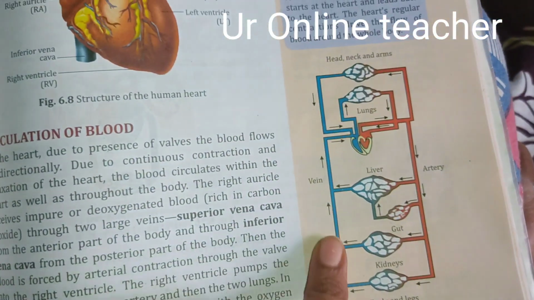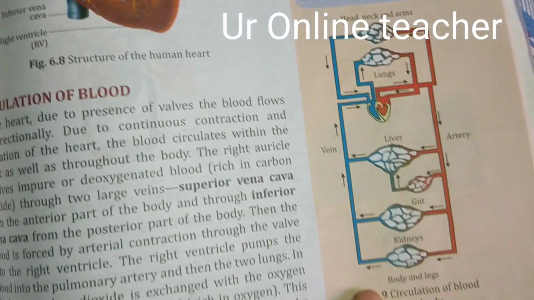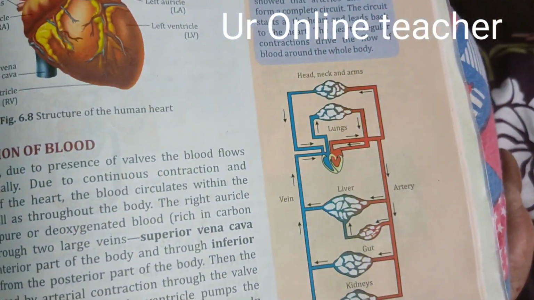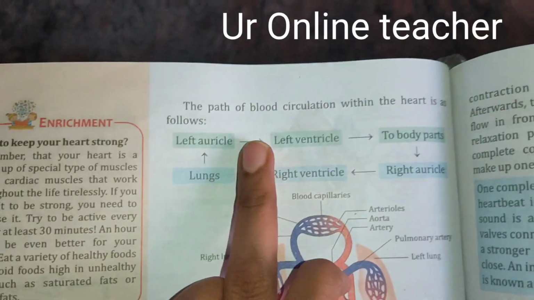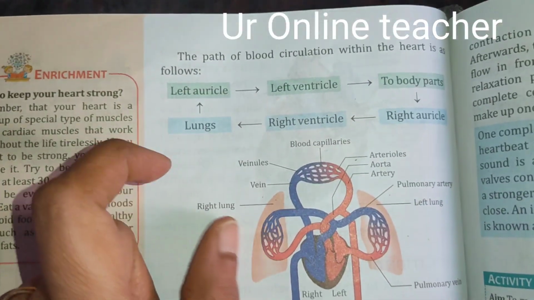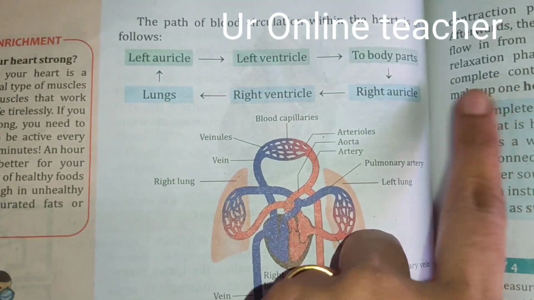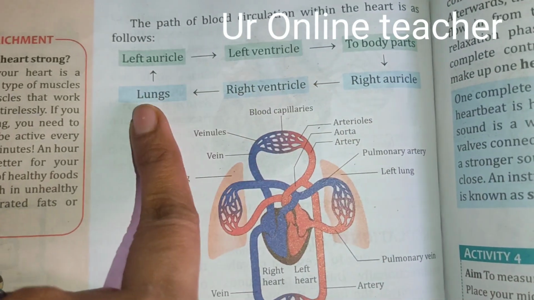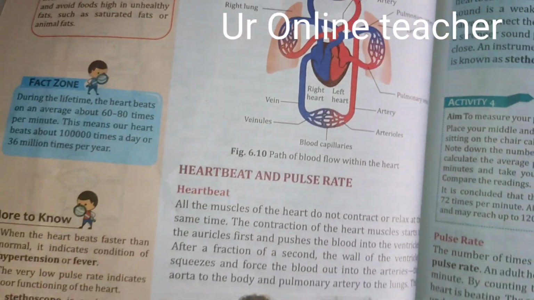So this is the circulation of blood, how it is taken from the head, neck and arms, and lungs. This blue color is deoxygenated blood, and this is oxygenated blood. So the path of the blood circulation within the heart is like this. Left auricle to left ventricle to the body parts, then right auricle to right ventricle, again lungs to left auricle. Like this, the flow will take place.